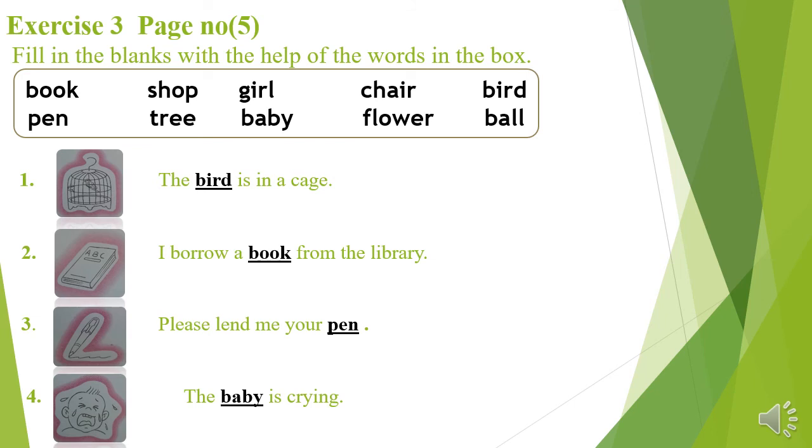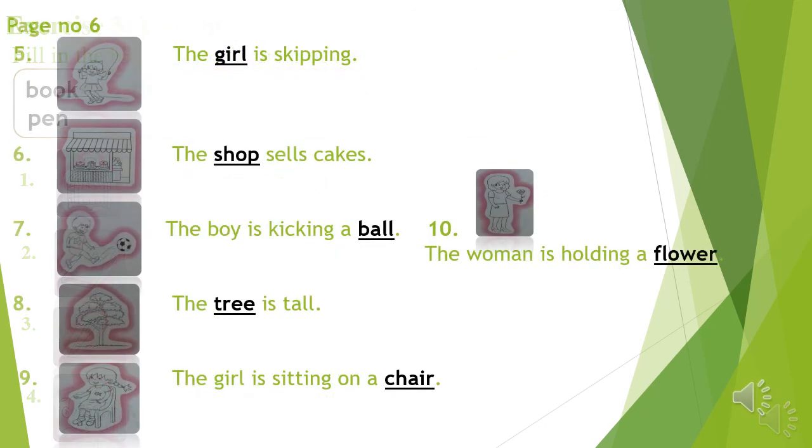Number 4, the dash is crying. Suitable word for this sentence is baby. The baby is crying. Number 5, the dash is skipping. Girl. The girl is skipping. Number 6. The dash sells cakes. Shop. The shop sells cakes.